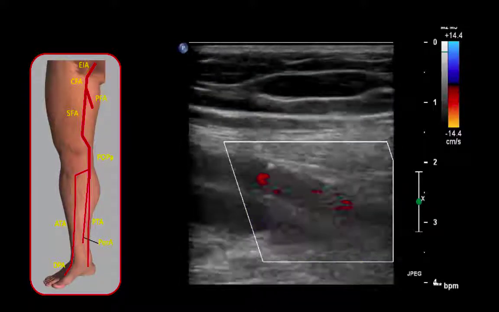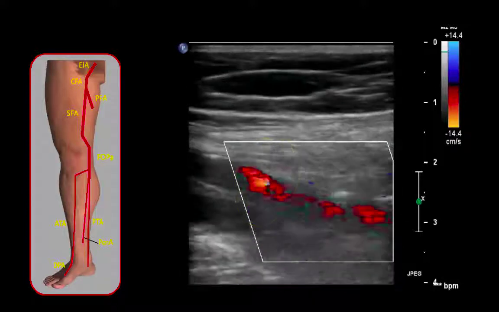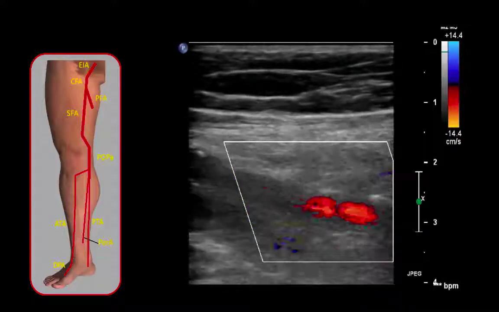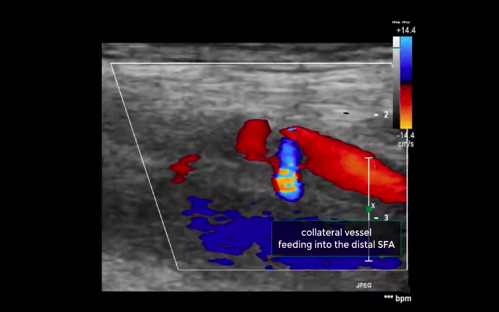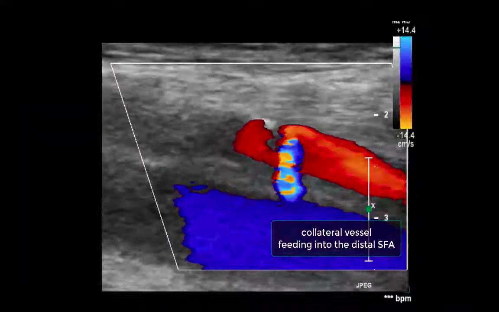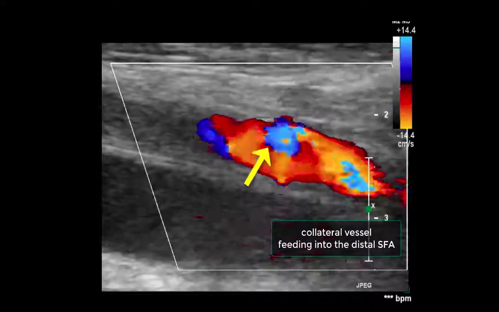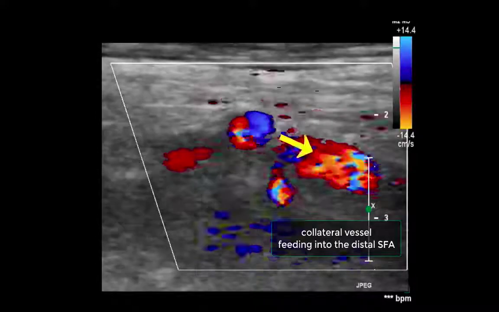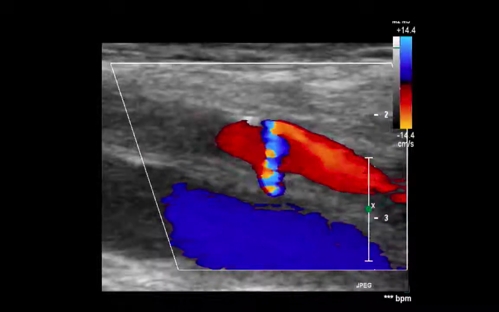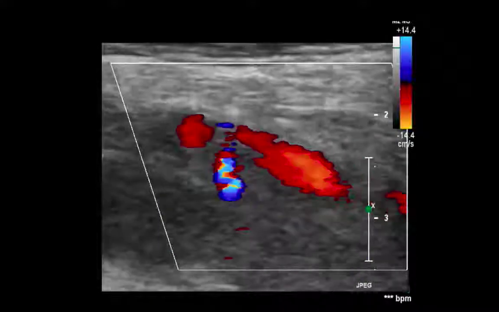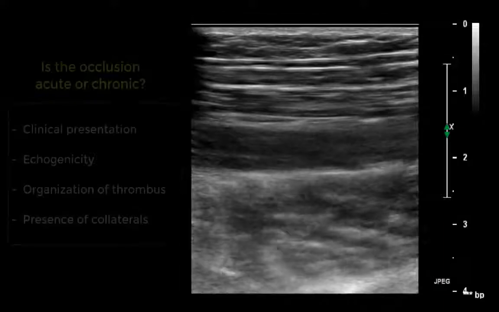Beyond the region of occlusion, we can see that there is again aliasing and there is flow reforming in the distal region of the superficial femoral artery. If we assess the region of aliasing, we can note that this is actually a collateral, which is bringing flow into the superficial femoral artery and is feeding the distal region of the superficial femoral artery. Collaterals are represented with aliasing and can mimic the presence of stenosis.